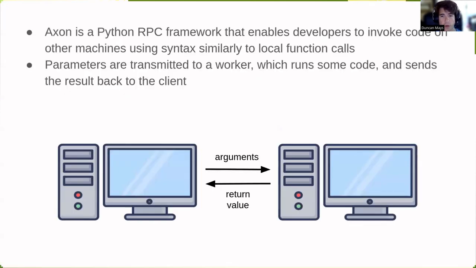Axon is an RPC framework. That means it can invoke code on other machines across a network using syntax very similar to normal local function calls. In doing so, it transmits parameters to a worker, which will run the code on those parameters and then send the result back to the client over the network.